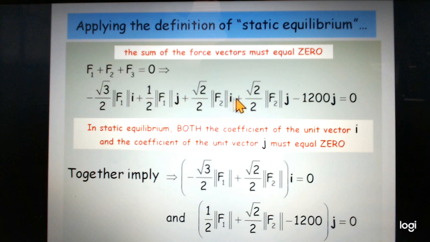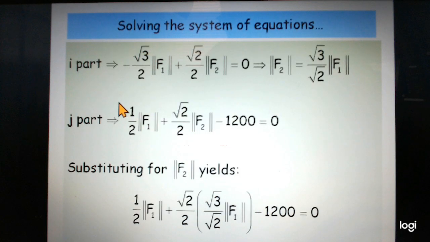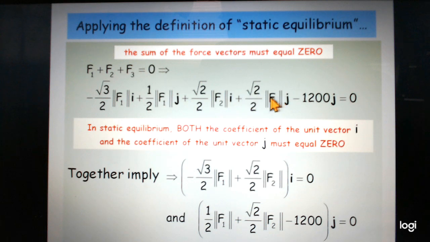Now we're going to write it in IJ form, using the unit vectors in the x and y direction. If you go back to the previous slide, this is F1, this is F2, and right here is F3. So force vector 1 plus force vector 2 plus force vector 3 equals 0. When we write it out in IJ component form, that gives us this.